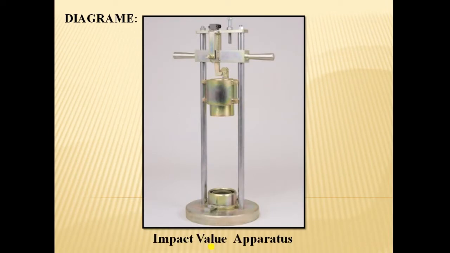So this is the impact value apparatus, or you can say impact value machine. This is the cylindrical cup in which we have to place the aggregate. These are the sliding bars, vertical bars. This is the hammer having weight 14 kg. These are the handles.